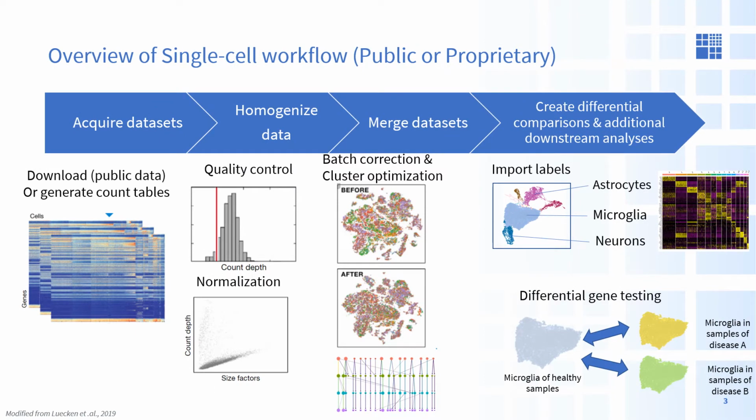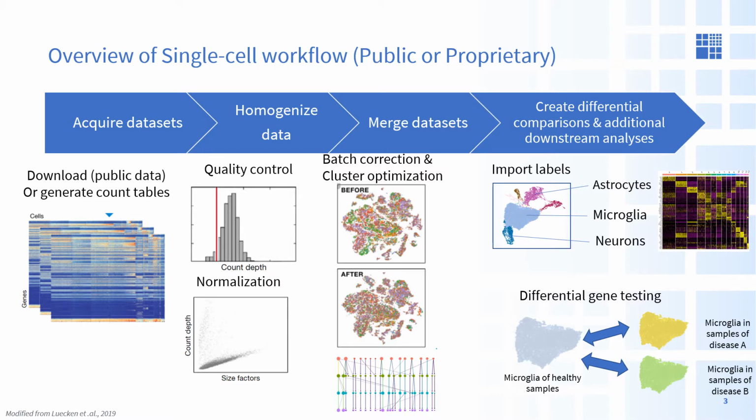So this is our general overview of downstream single-cell workflow, whether you're looking at public data or in-house proprietary data. Regardless of what platform you decide to use, after you've sequenced your data, you're going to do some sort of read mapping against a reference genome so that you acquire some data tables that have your counts of gene expression per cell. Once you have these data tables, you're ready to start.